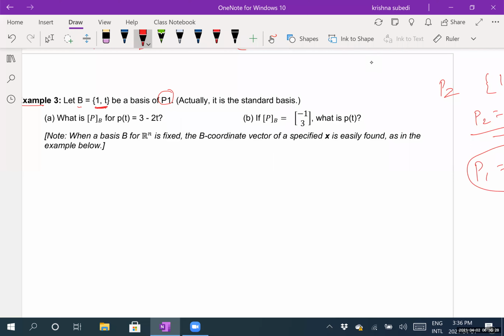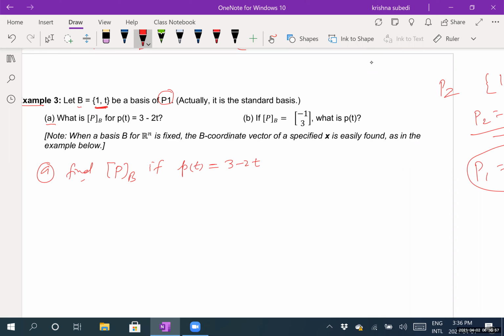The basis B is given. And part A, what is the B coordinate of P? If the question is to find the B coordinate of P, if the polynomial given is 3 minus 2t.